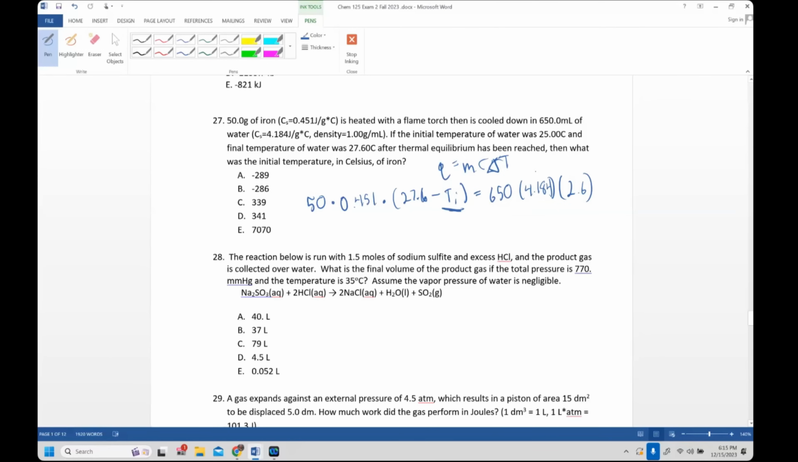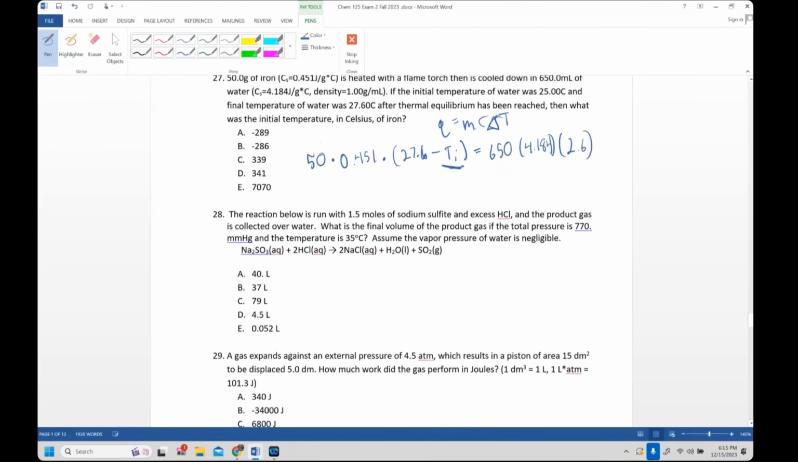So that's why we can say that they're equal to each other. And if you can find that T initial, I'll just keep going, and I'll fill it in as someone gets the answer.